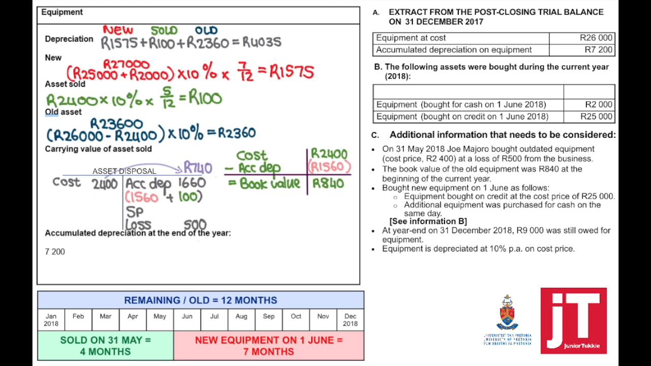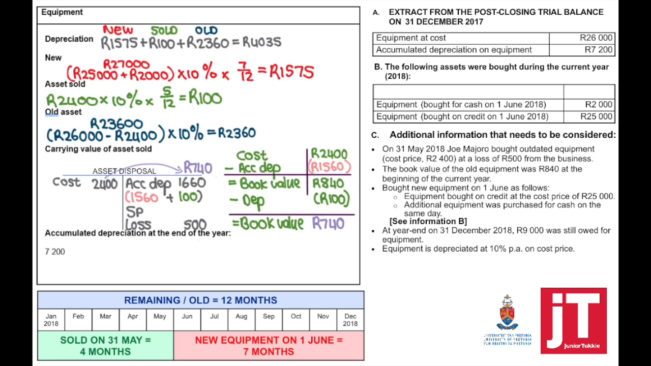Another option that you had in this question, and this is why it's so important to understand your basics. If you take the book value in the beginning and you subtract the depreciation, that equals the book value at the end. And it's exactly the same as what we've calculated with the asset disposal account.